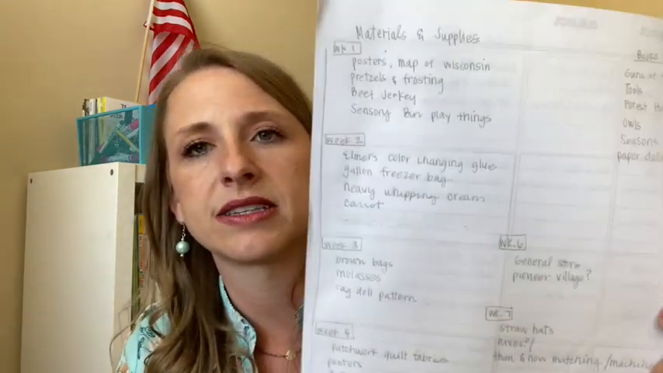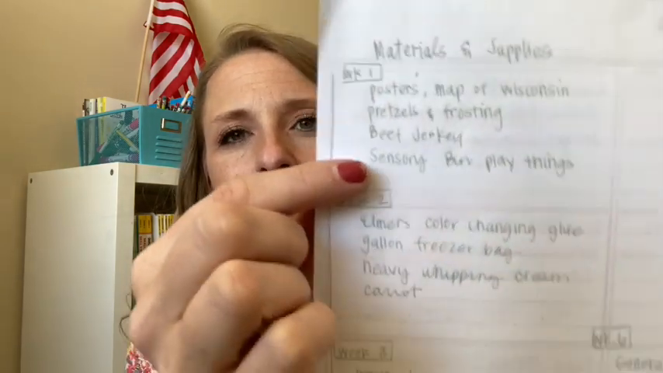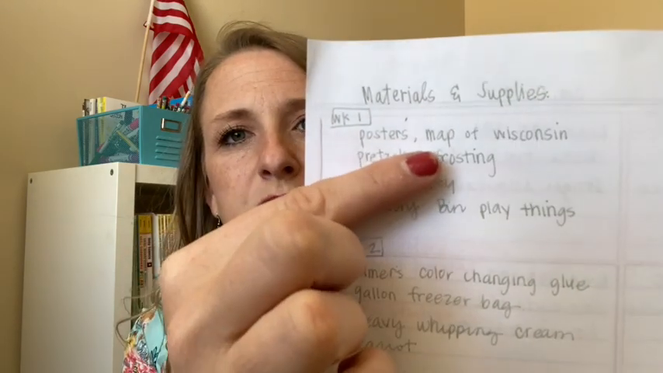And intermixed with that, I filled out this little back. I just flipped it to the back side, and I wrote down materials that I would need for the week, so that when the week was over, I could look at week 2 and decide what things I need to collect, so I can have them all in one central location. So you'll see for week 1 here, I need posters, a map of Wisconsin, pretzels and frosting for our log cabin, some beef jerky, because we're going to eat beef jerky, and then a sensory bin with a couple of tools and such that my kids can play with.